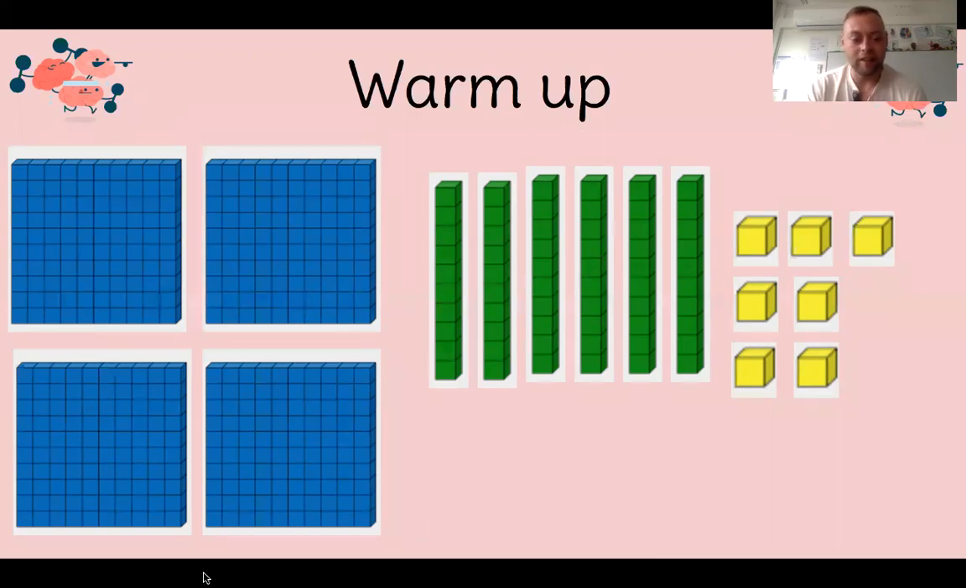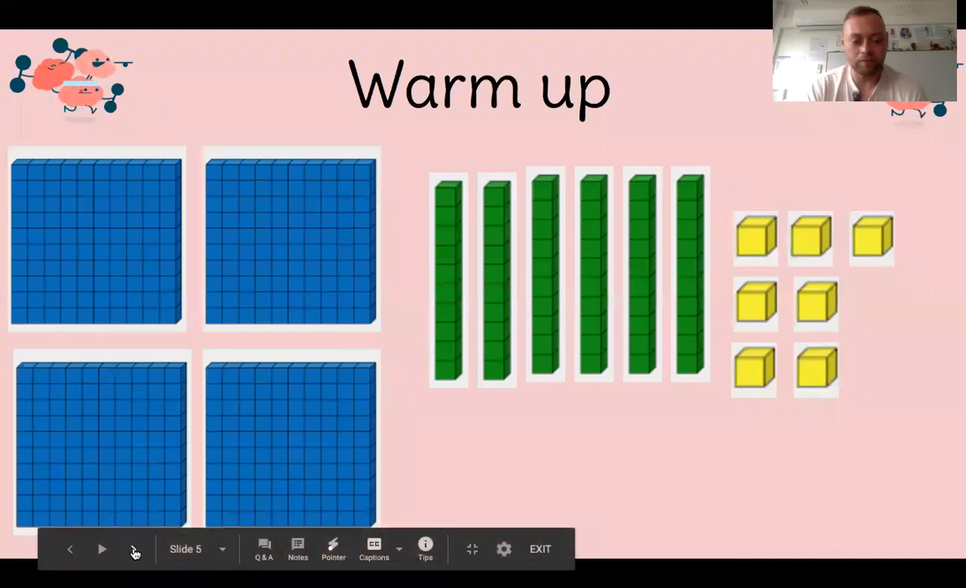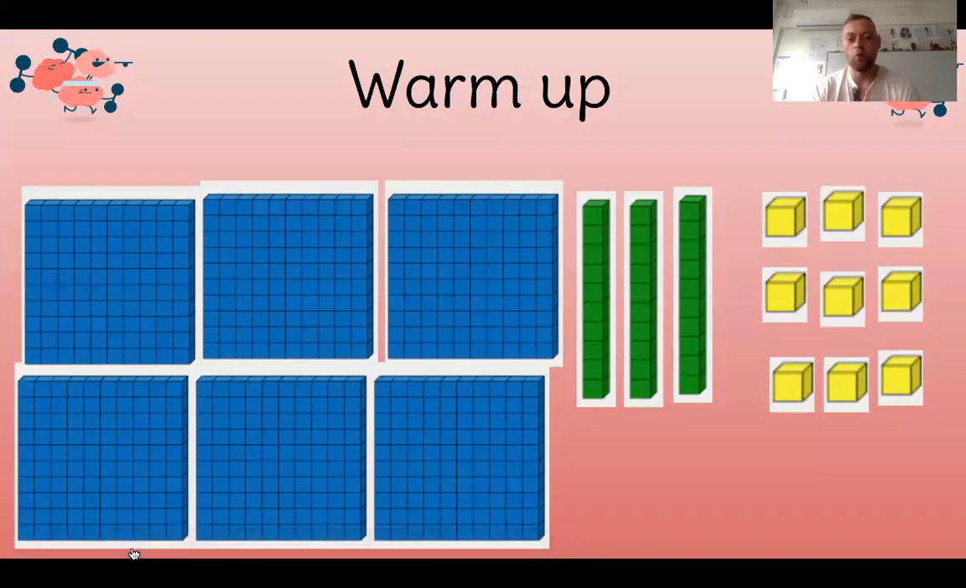Let's try another one. Ooh, here's my number. How many hundreds, how many tens, how many ones? Break it down. Try not to count in ones. If you can count in 2s or 4s or 8s, that's even better.